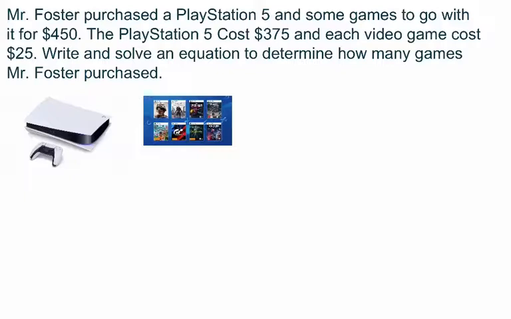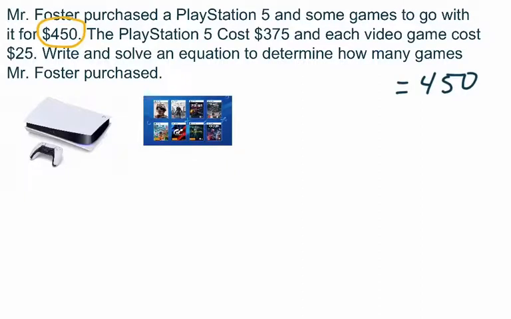First off, we get a total. So we know Mr. Foster purchased a PlayStation 5 and some games to go with it for $450. So that's going to give the grand total of our equation. So we know our equation is going to equal 450. I'm going to write that in real quick because you typically get that information in a word problem that asks to write a one variable equation.